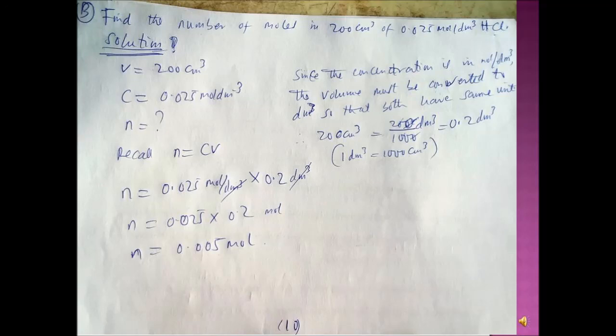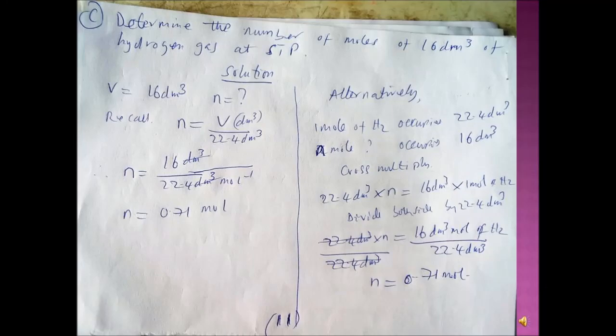So I've converted it to dm cube. You can now apply the formula n equals CV. Our C is the concentration, which is 0.025 mole per dm cube, multiplied by 0.2. dm cube cancels dm cube, so we are left with mole. When you multiply 0.25 by 0.2, you get 0.05 mole.